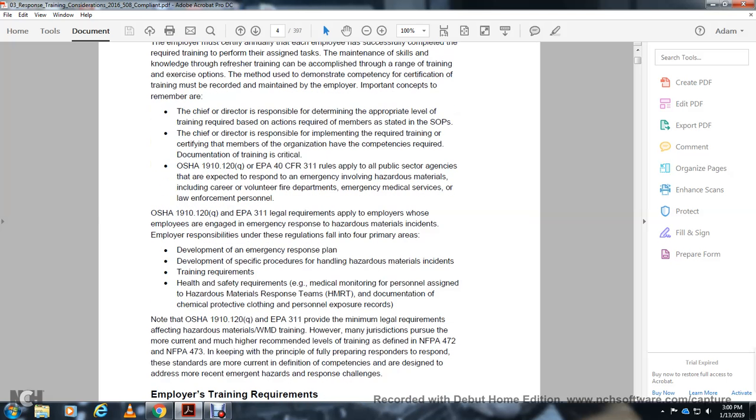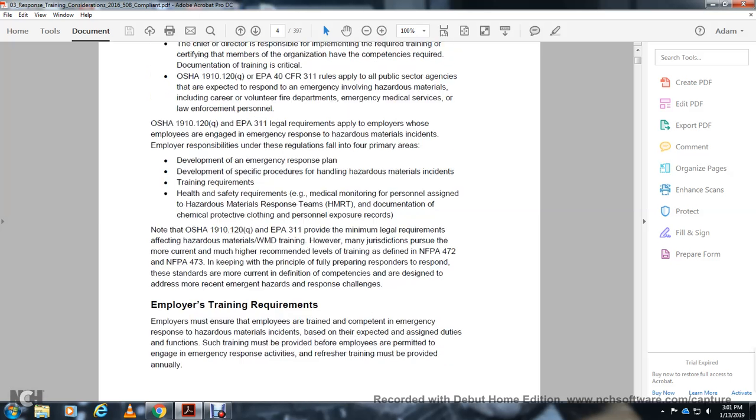OSHA 1910.120 and EPA 311 provide the minimum legal requirements for hazardous material and weapons of mass destruction training. However, most jurisdictions aim for a much higher recommended level, defined in National Fire Protection Association 472 and 473, with the principle of fully preparing responders. With these standards, the more current definitions of competency are designed to address more recent hazards and response challenges. Employer training requirements: employers must ensure employees are trained to be competent in emergency response to hazardous material incidents based on their expected assigned duties and functions.